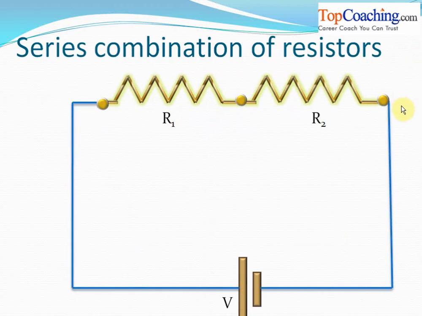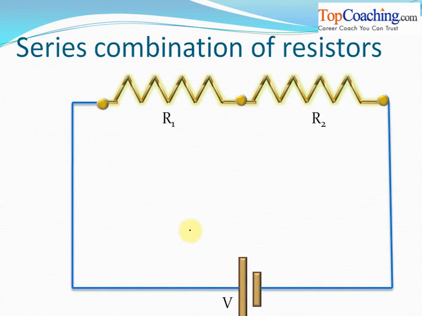Now, let us try to study the combination of resistors. So up till now, we had studied about resistivity and resistance, but we had not used resistivity or resistance in a circuit. So let's study what happens when we actually connect resistors with a battery and create a circuit. When we do that, what happens is that a potential drop takes place.